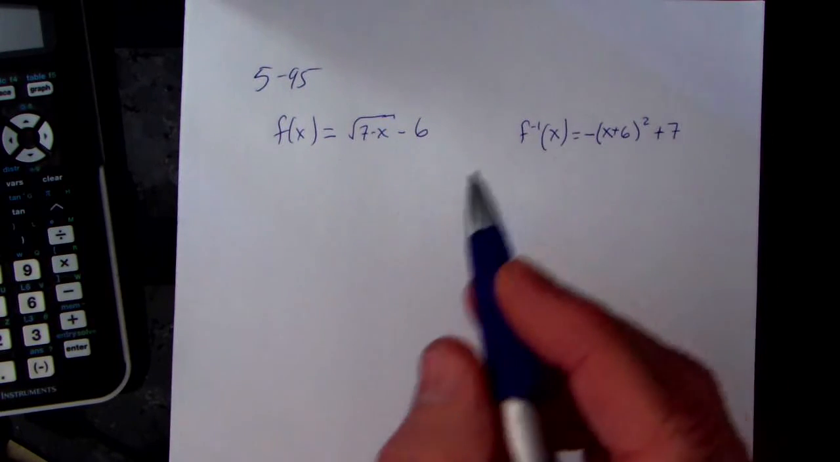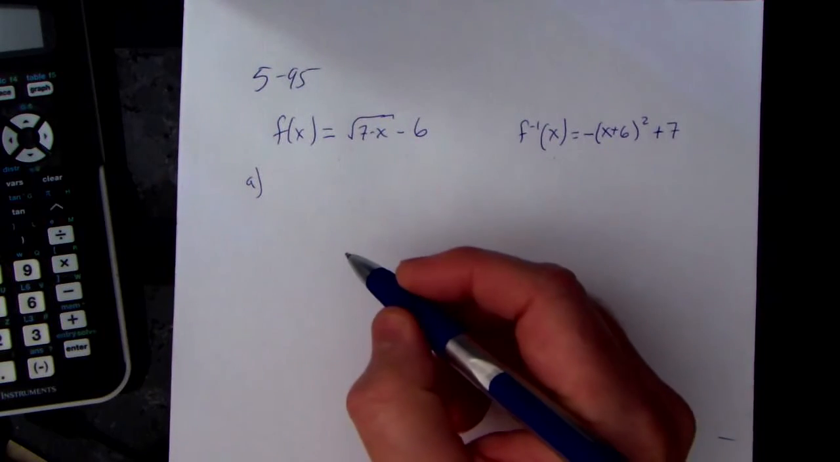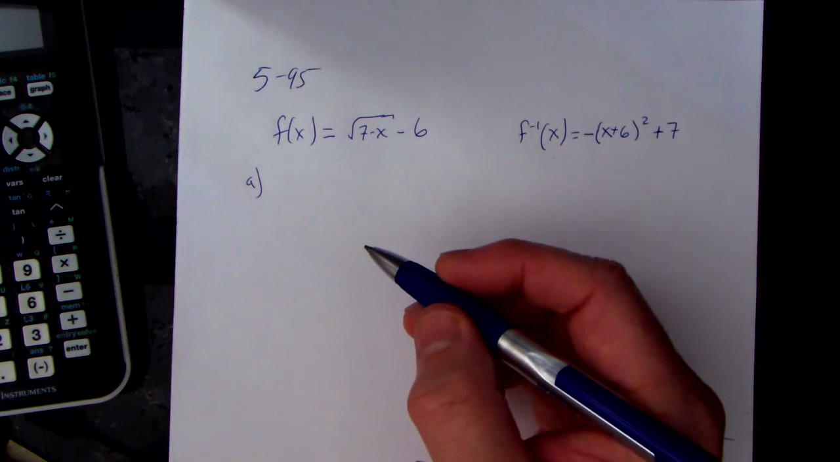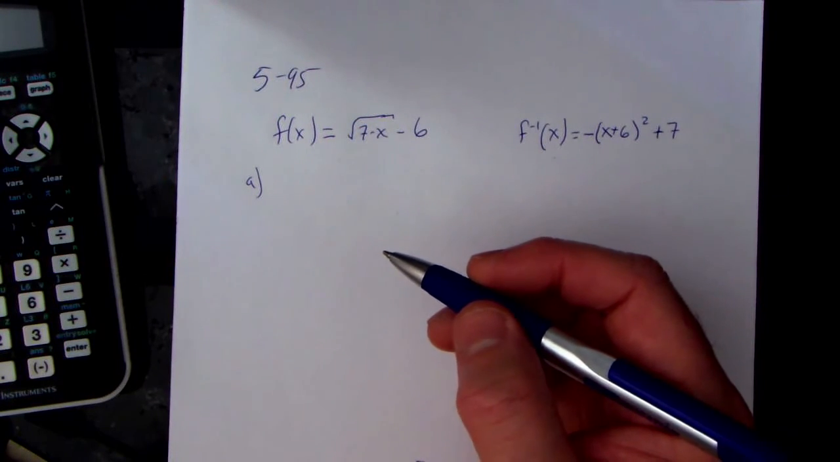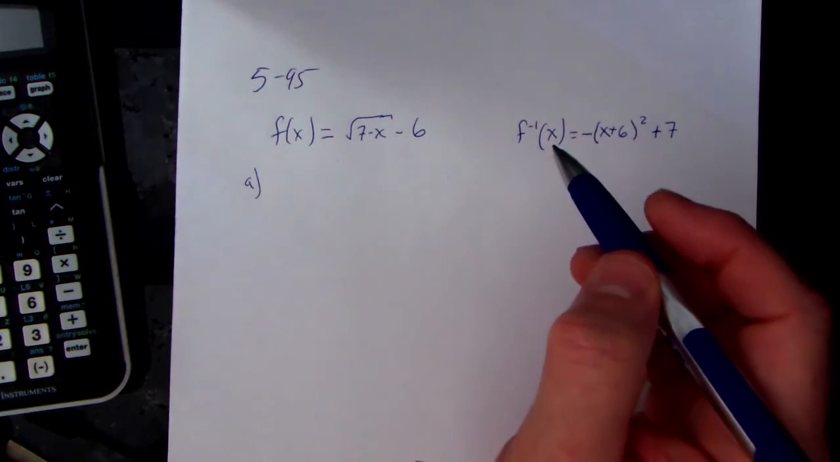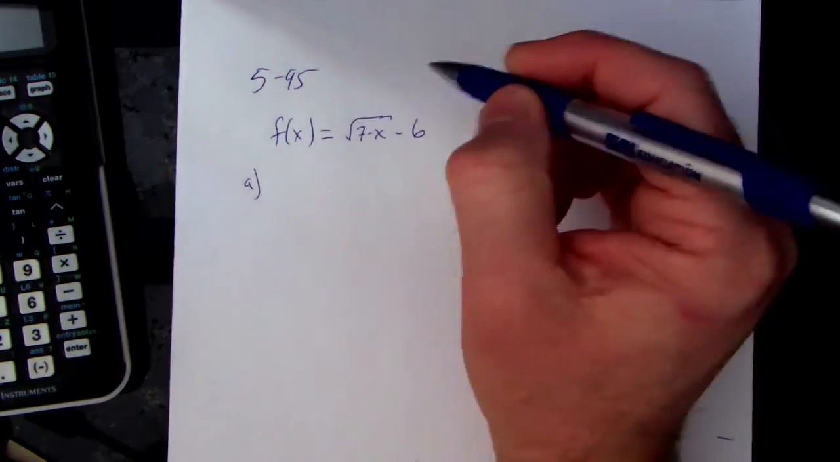And we are supposed to answer the question for each of these of what is the domain and range, and then, if needed, restrict the domains so that they are inverses of each other. Now, if you were to graph this, this would be 1/2 of a sideways parabola. That's why it's still a function.